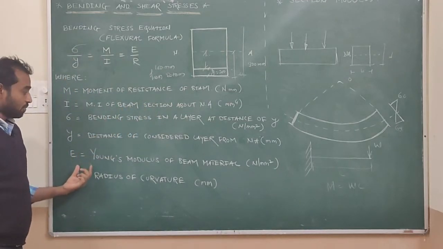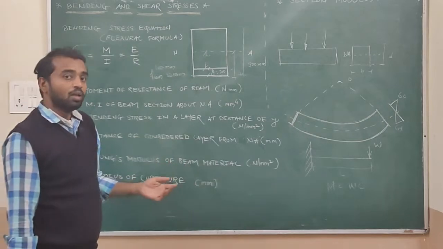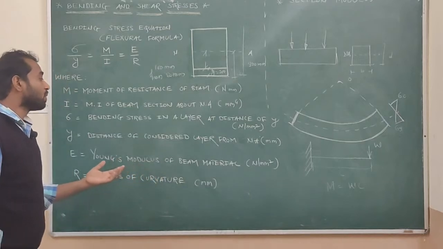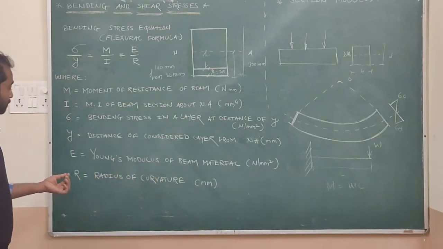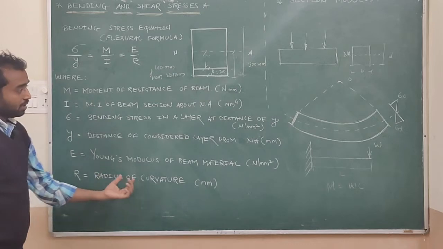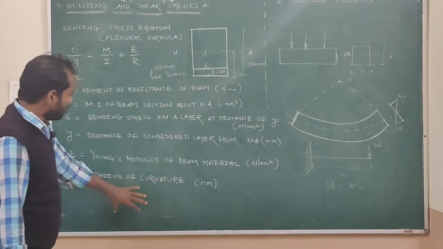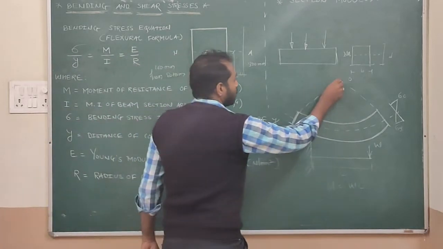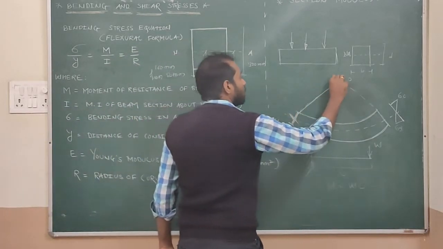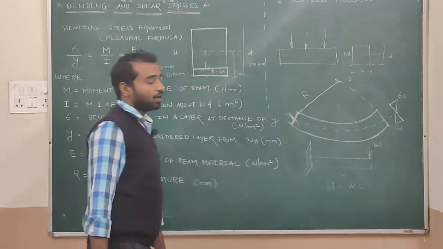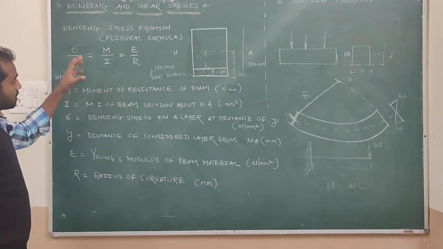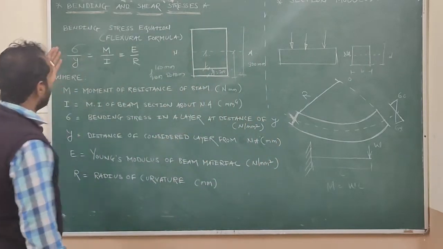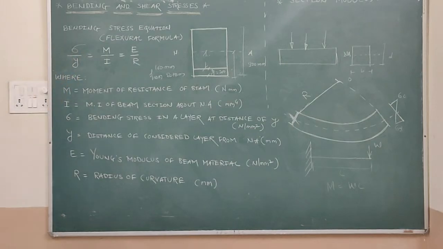E is the Young's modulus of the given beam material. It may be wooden, steel, or a concrete section, or it may be an RCC section also. R is the radius of curvature. So for this case, if I am considering this particular beam, then this particular distance will be the radius of curvature R. So this is the brief introduction to the bending stress equation, or flexure formula.